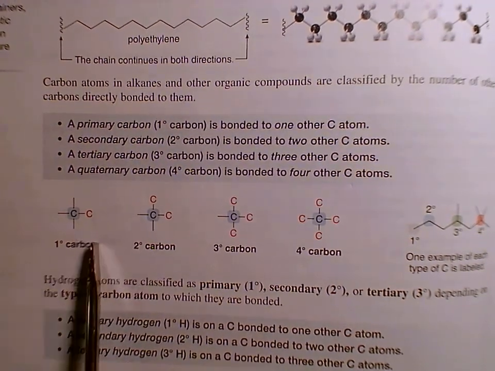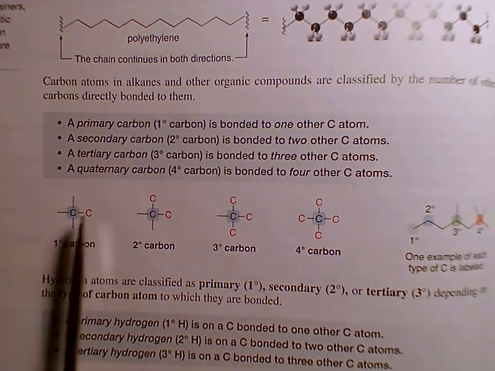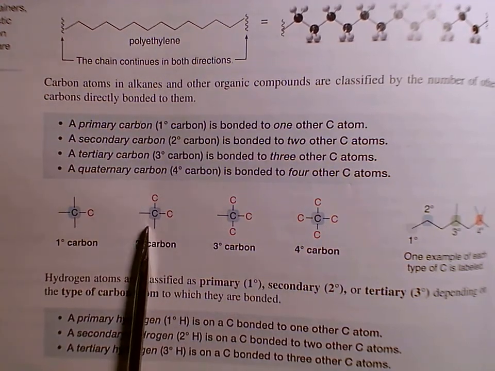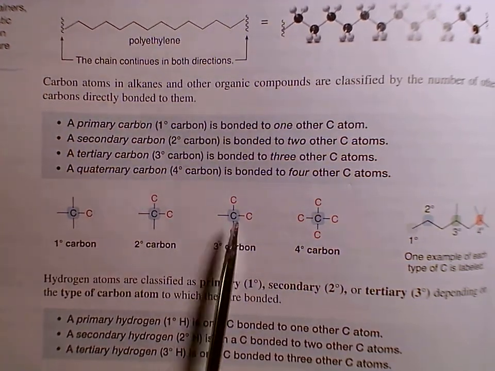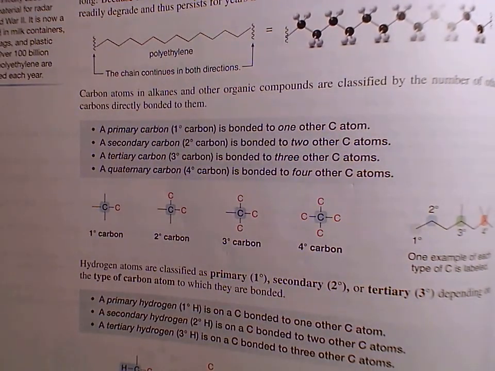Note that we're going to see primary, secondary, and tertiary in other functional groups, and there's a slight difference. So, carbon bonded to 1 carbon is primary, 2 carbons bonded to a carbon is secondary, 3 carbons is tertiary, 4 carbons is a quaternary carbon. All right.